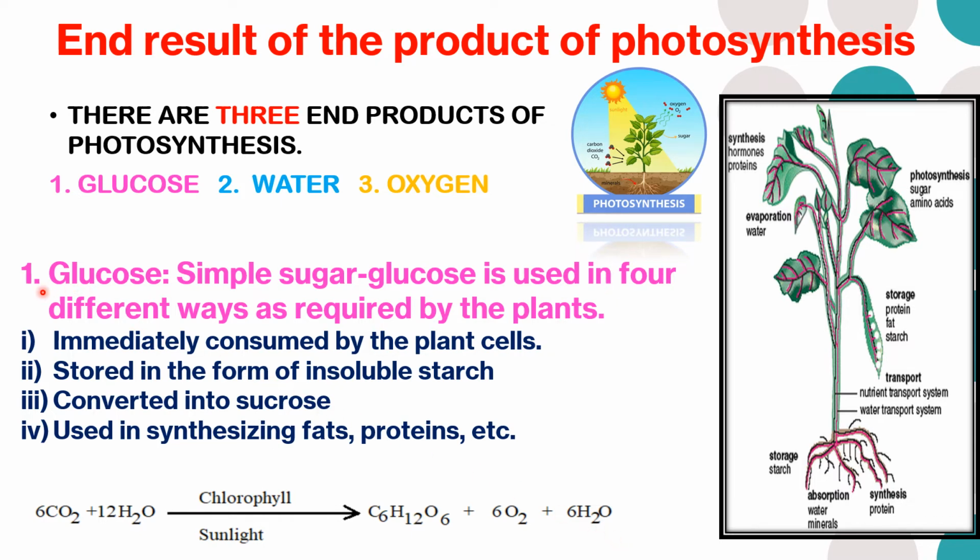First, we can discuss glucose. Glucose is a simple sugar. Glucose is used in 4 different ways as required by the plants. What are these 4 different ways? First one, immediately consumed by the plant cells. Second point, stored in the form of insoluble starch. Then third point, converted into sucrose. Then fourth point, used in synthesizing fats, proteins, etc.